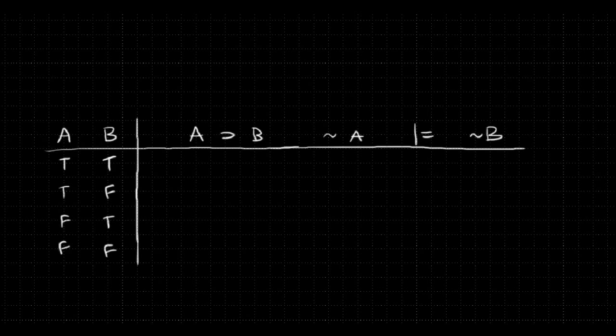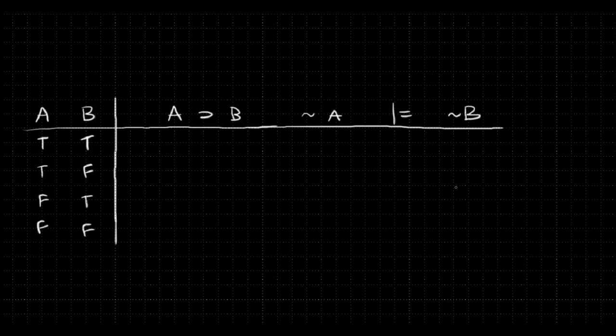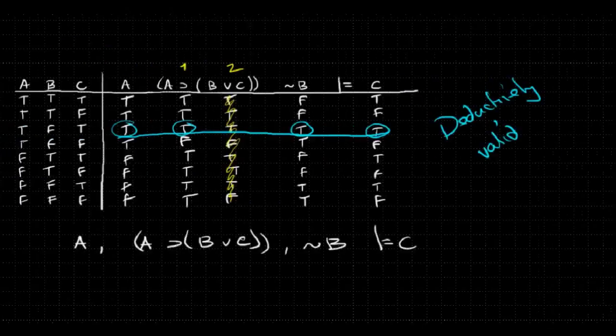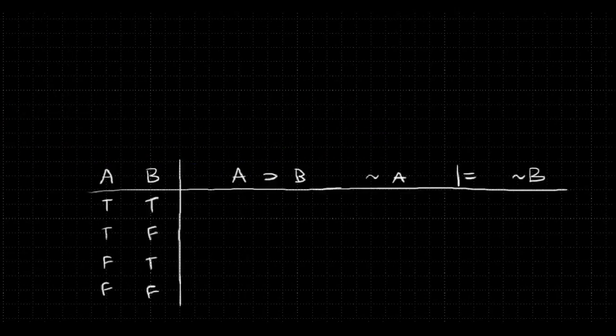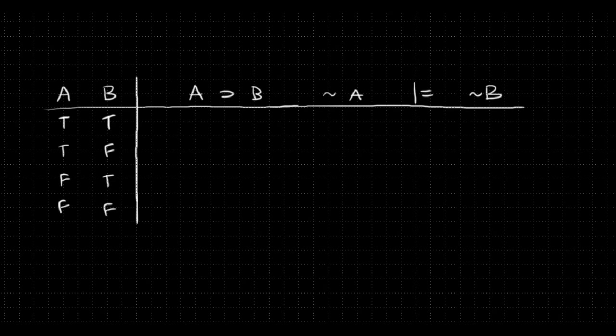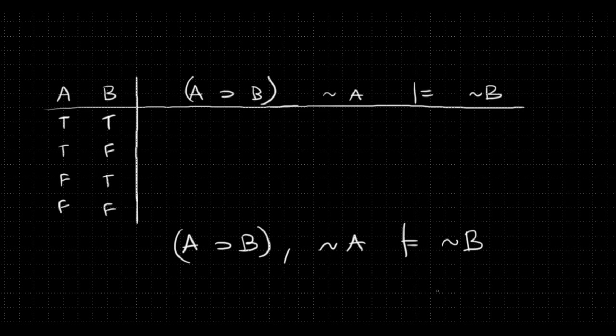Let's look at another example of doing that. So far we've seen that these are all deductively valid. Let's look at another one. So here we've got, this could be written out: A, then B, I'll bracket that as well up there; not A; turnstile, not B. Okay, same again.